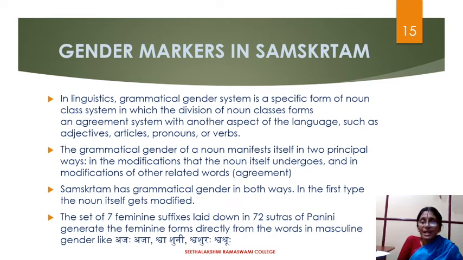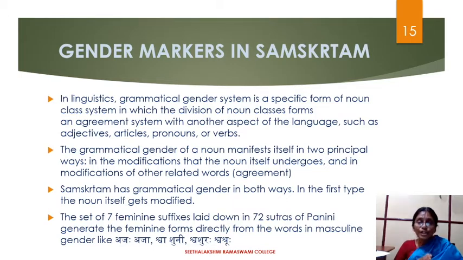Linguistically, a grammatical gender system is a specific form of noun class system in which the division of noun classes forms an agreement system with another aspect of the language like adjectives, articles, pronouns or verbs. So on one hand we have nouns and on the other hand we have adjectives, articles, pronouns, verbs, etc. And there should be an agreement between the two to form grammatically well-formed sentences.